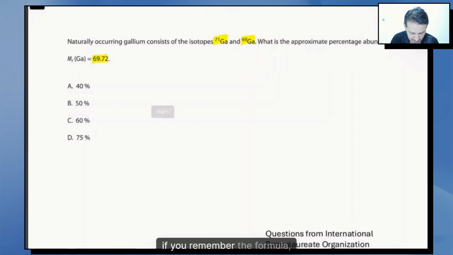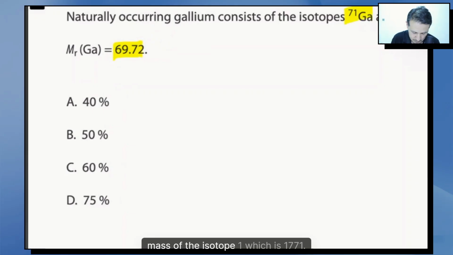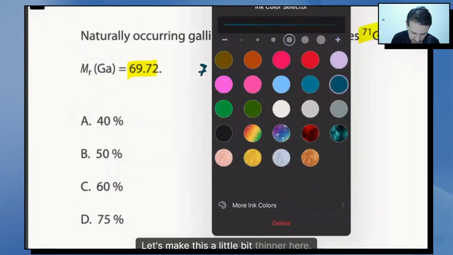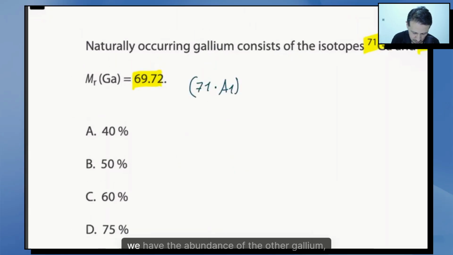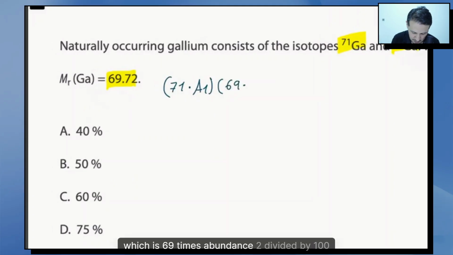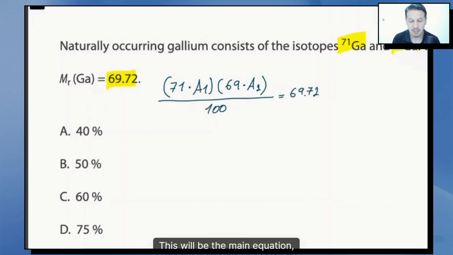In this case, if you remember the formula, with the mass of the isotope 1, which is 71. Make this a little bit thinner here. So we have 71. We have the abundance of the other gallium, which is 69, times abundance 2 divided by 100 equals 69.72. This will be the main equation, the one that we need to solve. We need to solve A1 or A2.